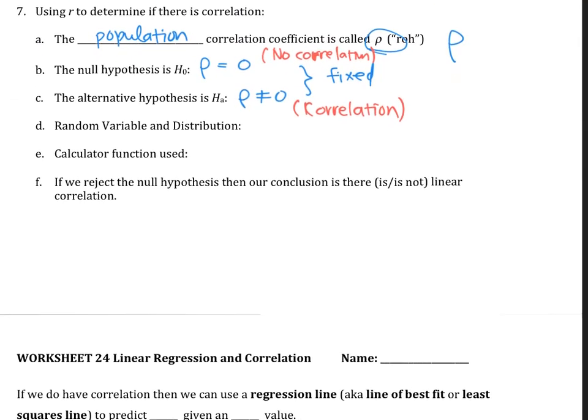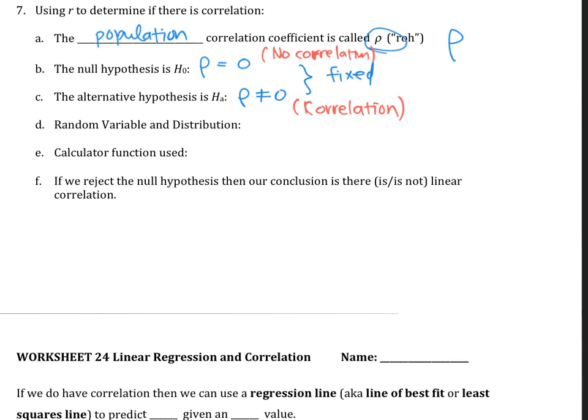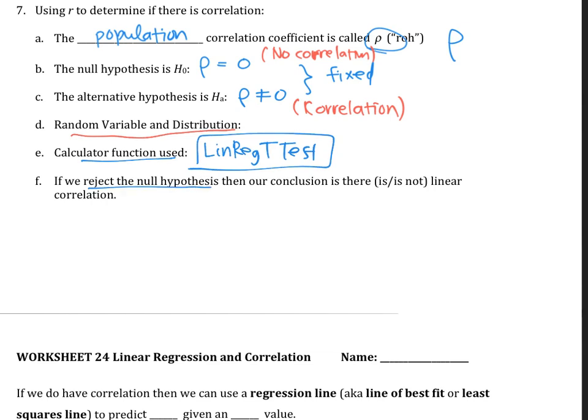All right, calculator function key used. Here, you don't have to worry too much about this part. Calculator function key used, again, is linear regression t-test. If you reject the null hypothesis, that means you're rejecting the fact that there's no correlation. That means you're supporting HA, which means there is linear correlation, because HA says that there is a correlation.